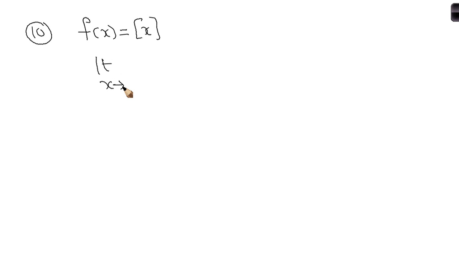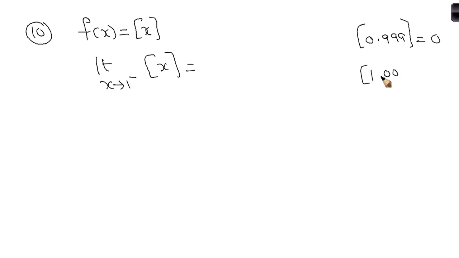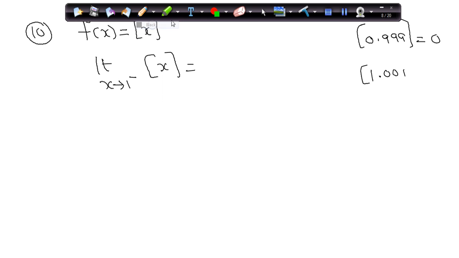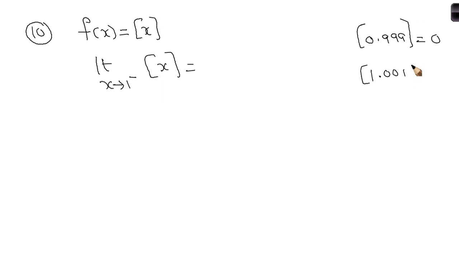So limit x tends to 1 minus, what happens to the greatest integer function? Limit x tends to 1 minus means around 0.9999 and so on. The greatest integer function of 0.999 would be 0. If it is 1.001, what would it be? It would be 1. So the limit as x tends to 1 minus is clearly 0, and the limit as x tends to 1 plus the greatest integer function becomes 1.